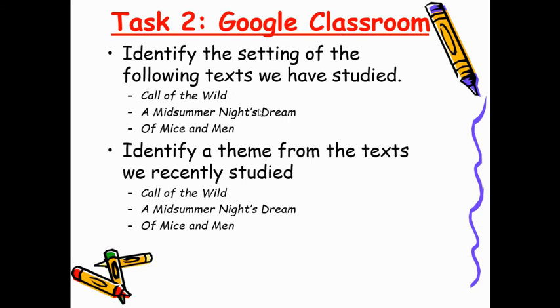So task 2 for today's lesson, what I want you to do is I want you to come up with the answer to the following questions. Okay, so task 2, you have identified the setting of the following text that we have studied. So what is the setting of Call of the Wild? What is the setting of A Midsummer Night's Dream? What is the setting of Mice and Men? The second part then is you identify a theme from the text we recently studied. Okay, what is the theme of Call of the Wild? What is the theme of A Midsummer Night's Dream? And what is the theme of Mice and Men?